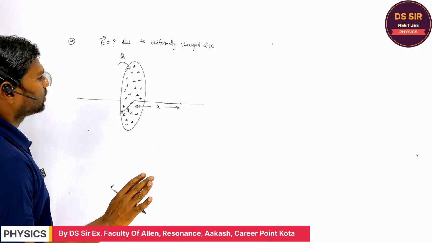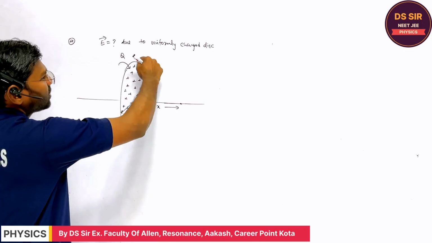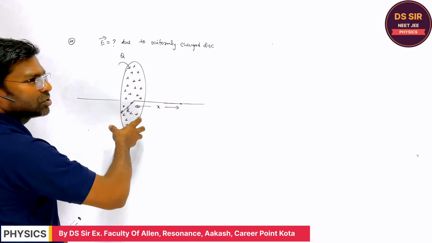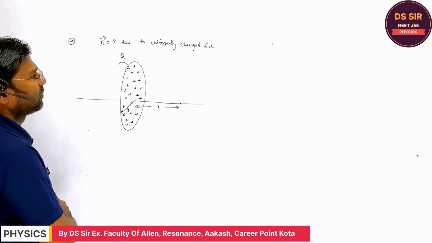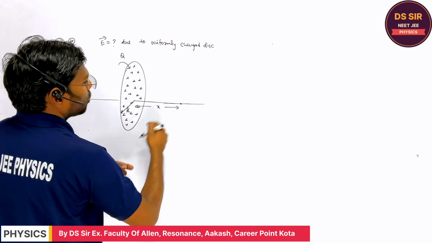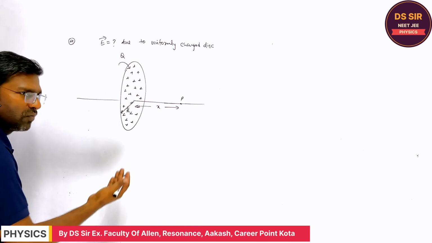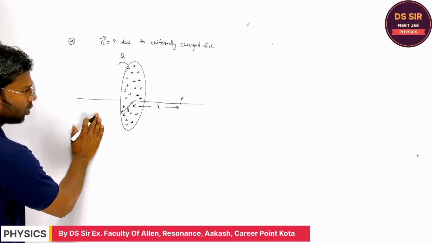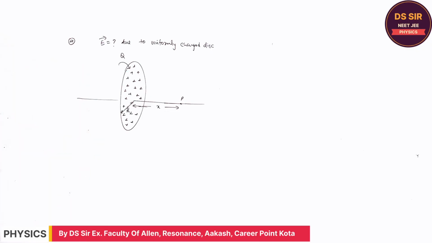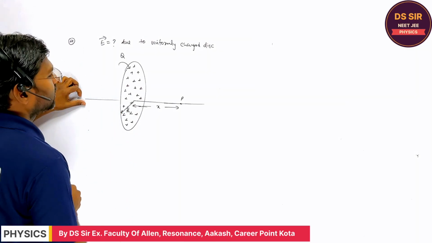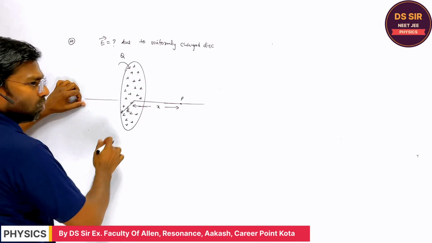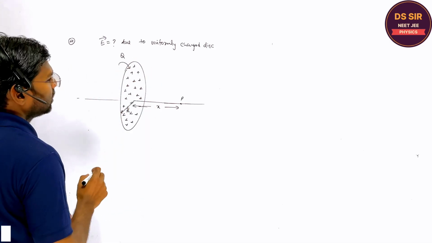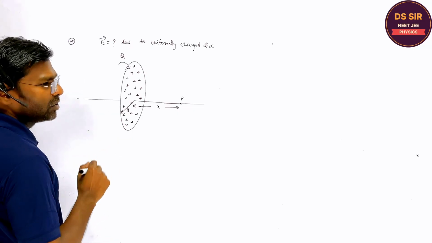You understand the question? In the previous case, the charge was distributed over the circumference of the ring. Here the charge is distributed over the surface area of the disk, and this is the point on the axis. You have to find the electrostatic field. Do you understand the question? First copy this, think about this, then I will explain. So how to find the electric field? We cannot write the electric field due to all this charge directly, but at least we know the electric field due to the ring.